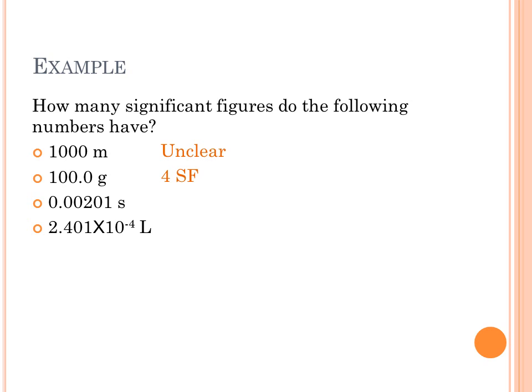The next one, 0.00201 seconds, would have 3 significant figures. That 0 sandwiched in between is significant. The leading zeros are not. 2.401 times 10 to the negative 4th liters would have 4 significant figures, where that last number is in scientific notation, which is a convenient way to only show the numbers that are significant.